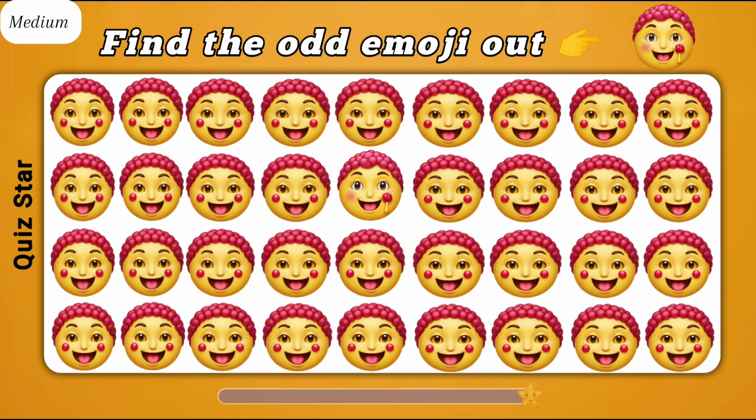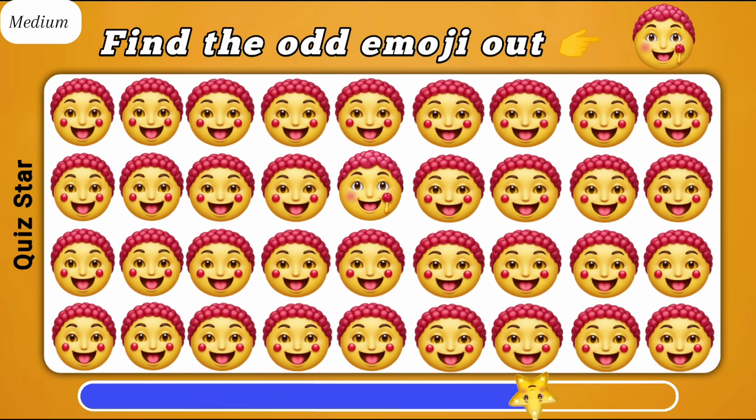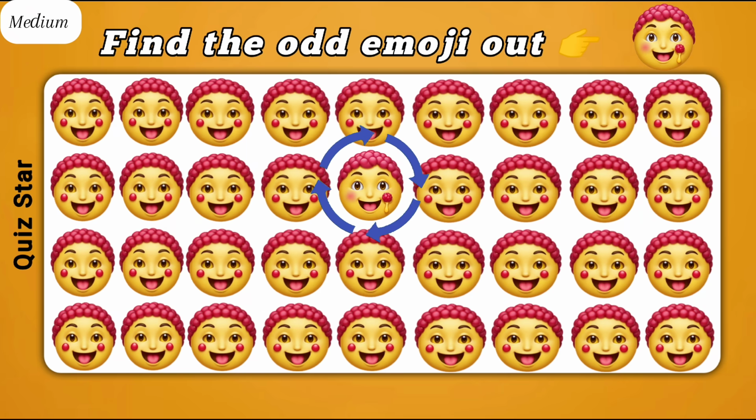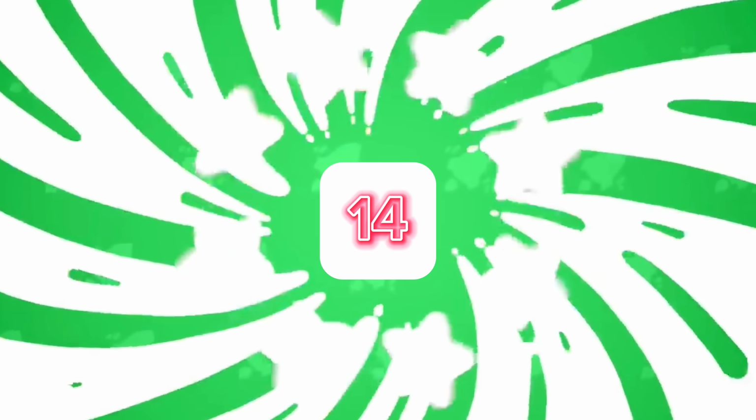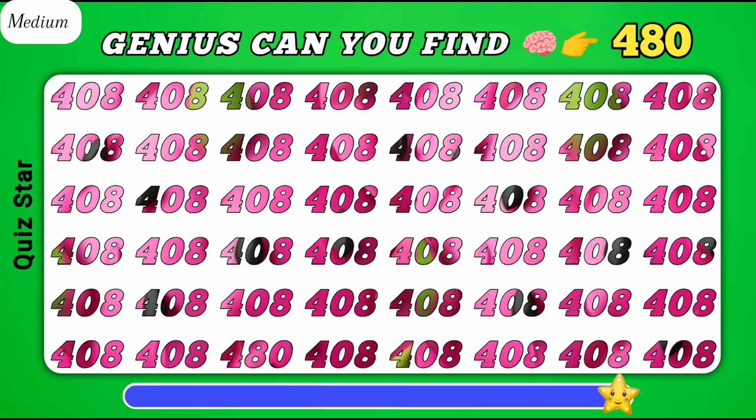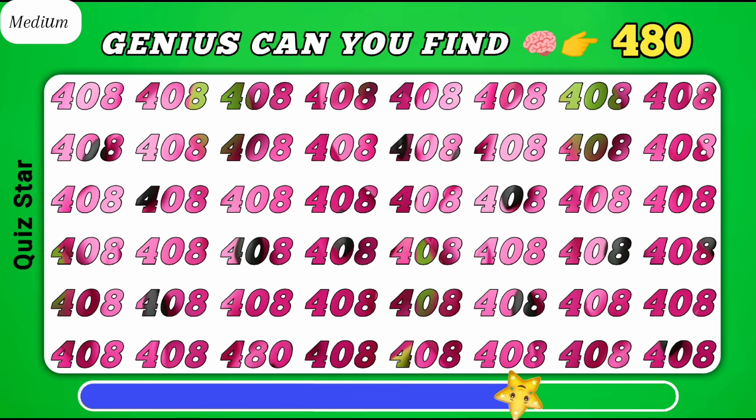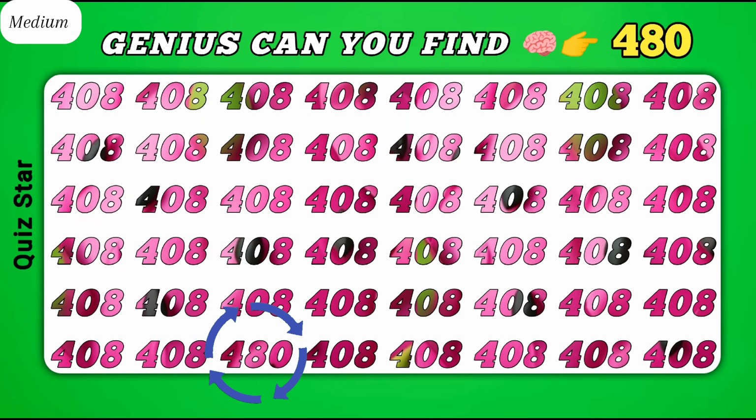Find the odd emoji out within given time. Come on, quiz champion. Wow, perfect. The different emoji. Genius, can you find 480 within given time? Wow, perfect. The odd number.